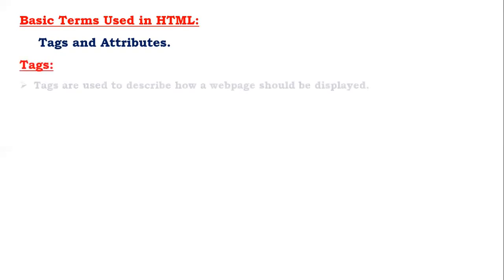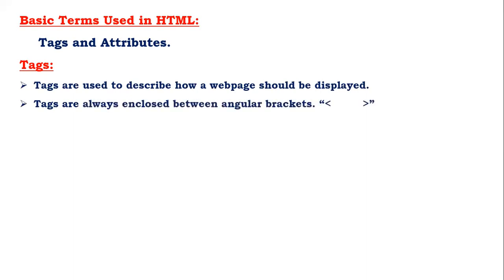Next, basic terms used in HTML, that are tags and attributes. Tags are used to describe how a web page should be displayed, and the tags are always enclosed between angular brackets. For example, if I write HTML in between the angular brackets, here it is called an HTML tag. There are many tags in the HTML language that are used to develop web pages.